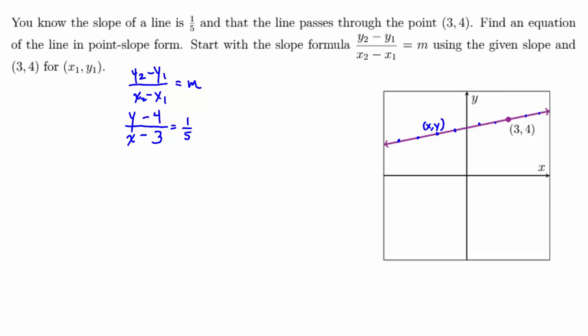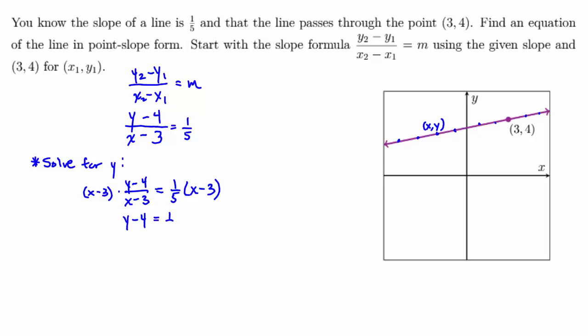Now what I want to do is solve this for y. And to do so, I'm going to multiply each side of that equation by that denominator x minus 3. So on the left, I have that original expression, y minus 4 divided by the quantity x minus 3, and I've multiplied that by x minus 3. And on the right, I have 1/5, and I've multiplied that by x minus 3. On the left side, this is going to give me y minus 4. And on the right side, I'm going to have 1/5 times that expression x minus 3 in parentheses.